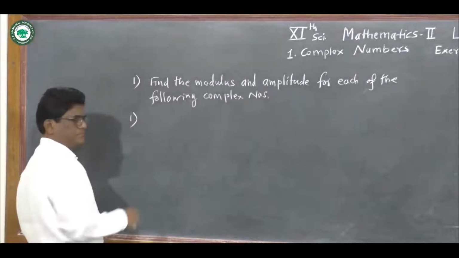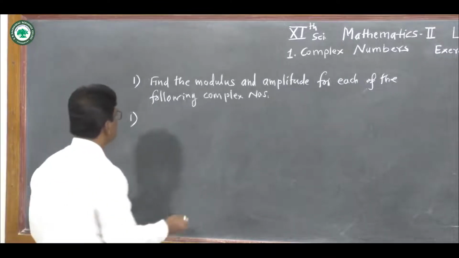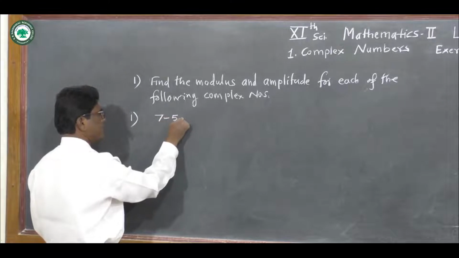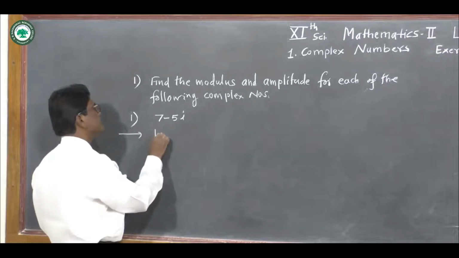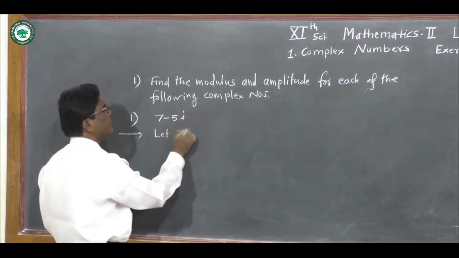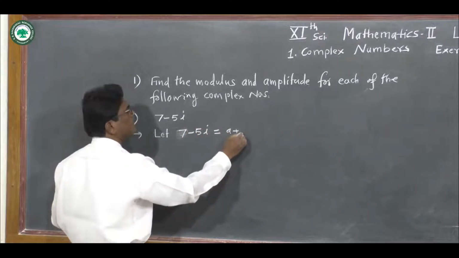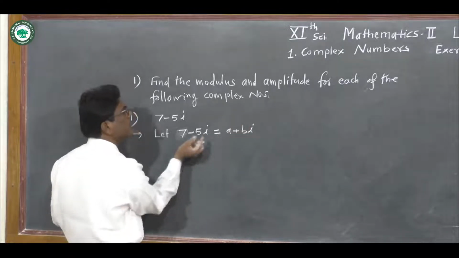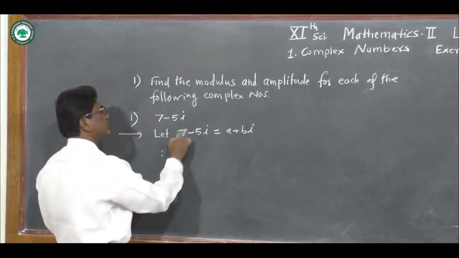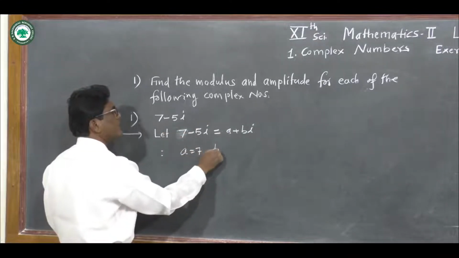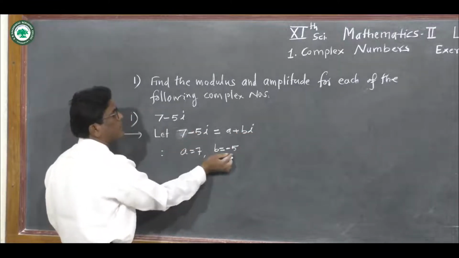First example, 7 minus 5i. So the solution of this: let z = 7 minus 5i. Compare this 7 minus 5i with a plus ib, or a plus bi. Therefore we get a as the real part, a is equal to 7 and b is equal to minus 5. The coefficient of i here, b, is minus 5.